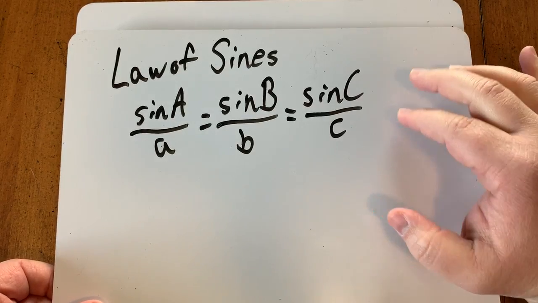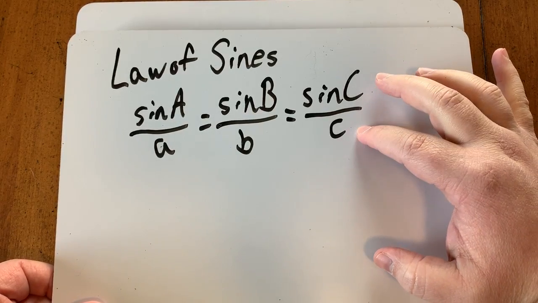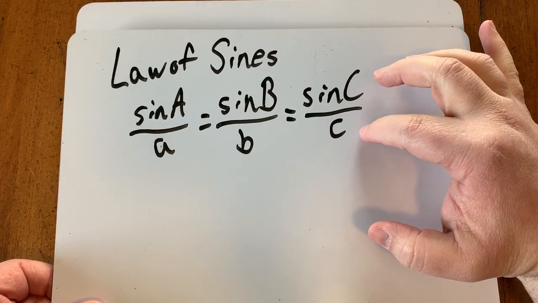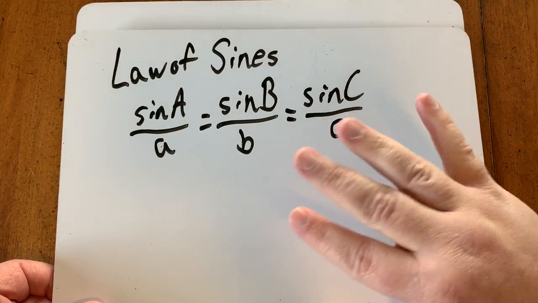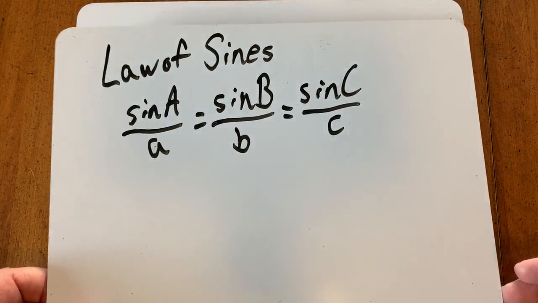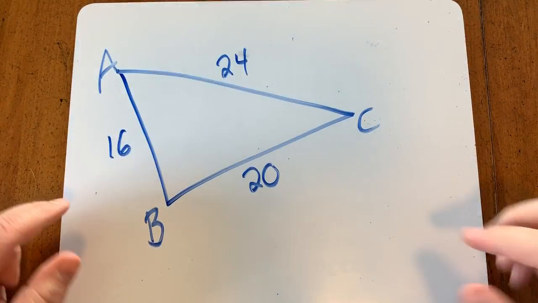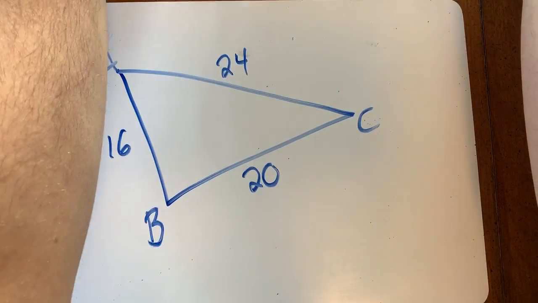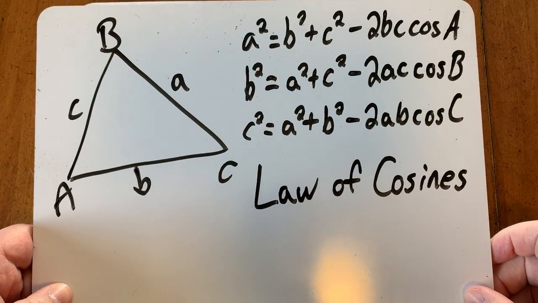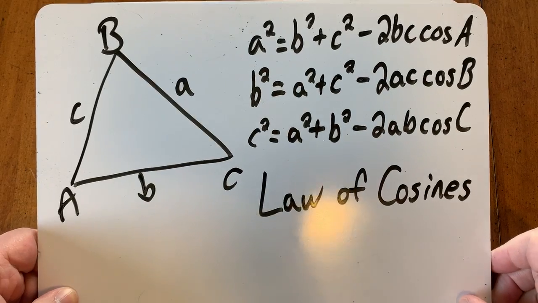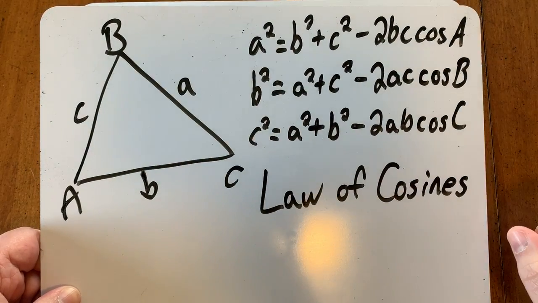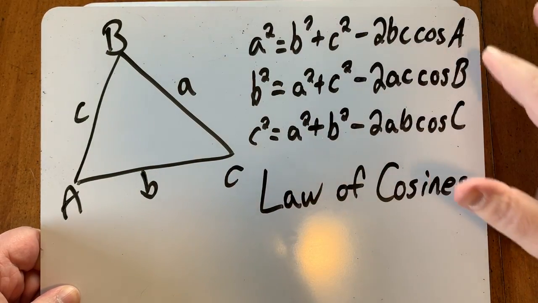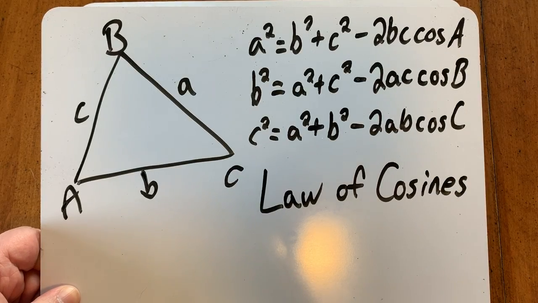Really, anytime you can't get a pair of opposites, so an angle and its opposite side, you're not going to be able to use the law of sines. So in this case, we're not going to be able to use the law of sines. So we're going to have to use the law of cosines. So we have sides A, B, and C, and we'll just be able to use these laws.